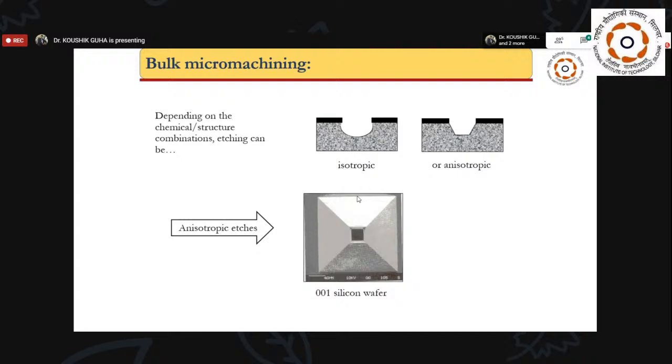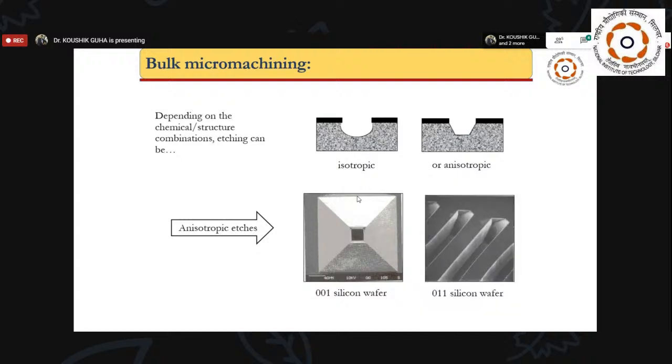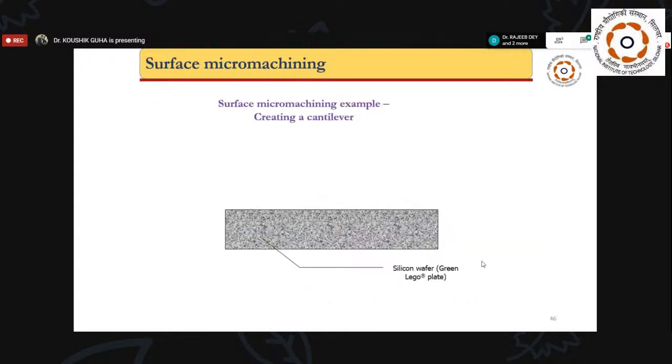Here are some example figures of anisotropic etching. These types of structures are possible with anisotropic etching: some pyramidal structures, grooves, trenches, angles, spoke-like structures. That is not possible using isotropic etching.